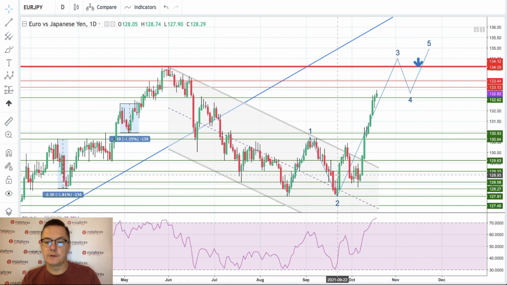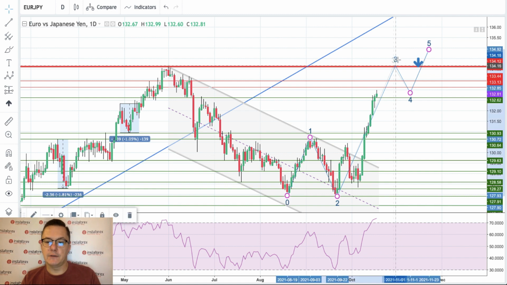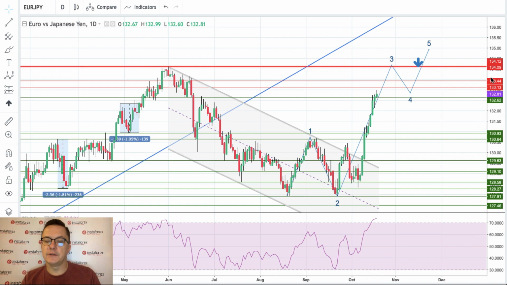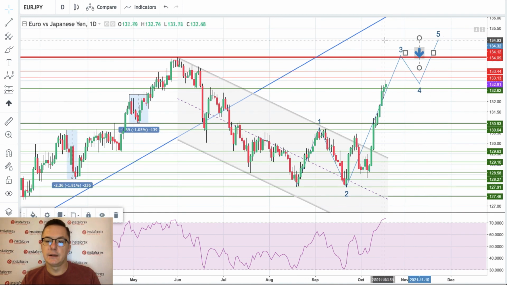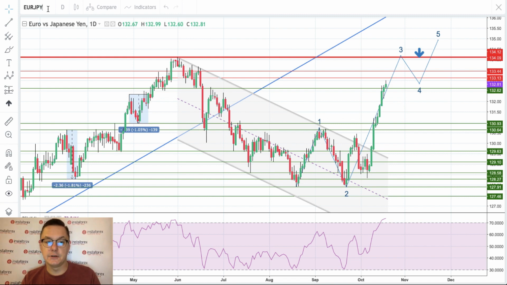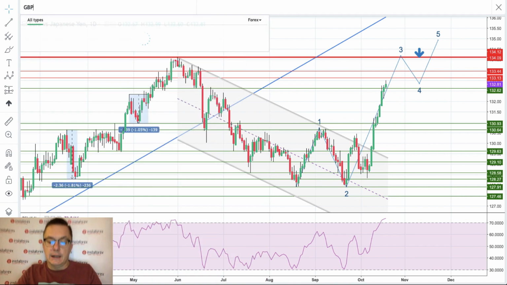So right now we are in wave 3, we've made wave 1 of the wave 3, wave 2 of the wave 3. This looks like third wave of the third wave, right? So we need internal correction wave 4 and the last push wave 5. So we will possibly touch even the level of 154.09 if this market will keep behaving like this. So that's the scenario for the euro to the Japanese yen.